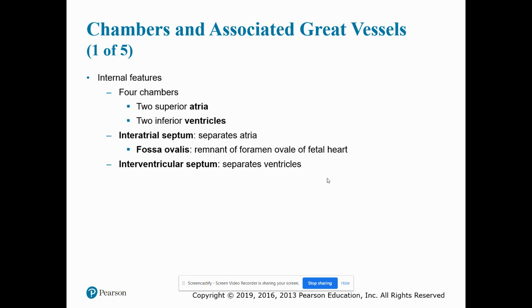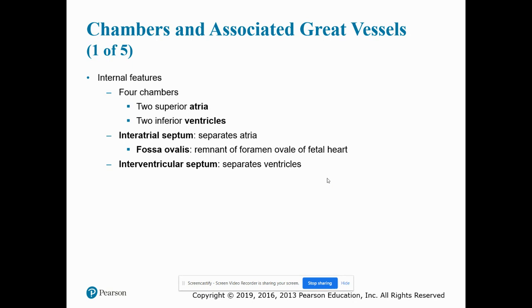Internal features. So the heart consists of 4 chambers, which we've talked about. There are 2 superior atria and 2 inferior ventricles. And then there's an interatrial septum, which separates the atria. And there's a fossa ovalis, which is the remnant of the foramen ovale of the fetal heart.